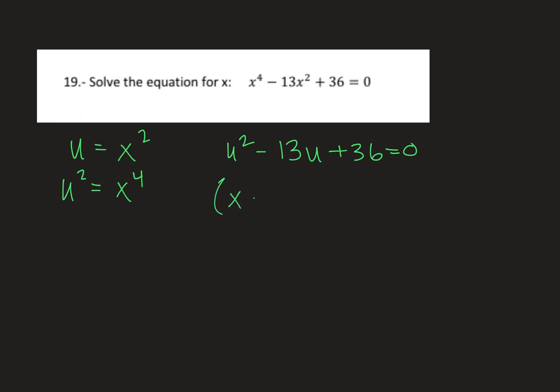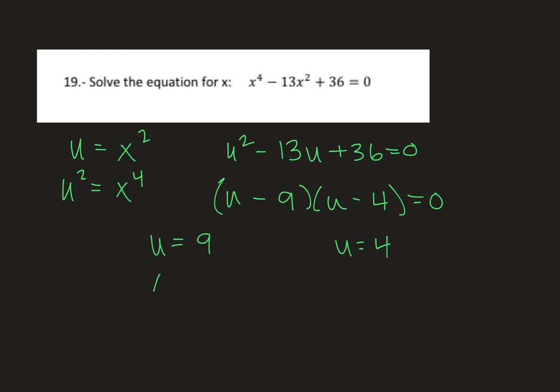And then let's factor. So the factors of 36 that give us negative 13 are not x, sorry, that should be a u. Just force of habit there. Okay, so that's a u minus 4. So we get our solutions for u are that u is 9 and 4.